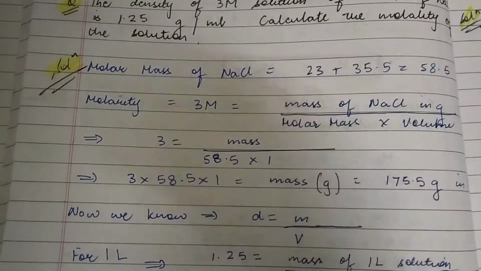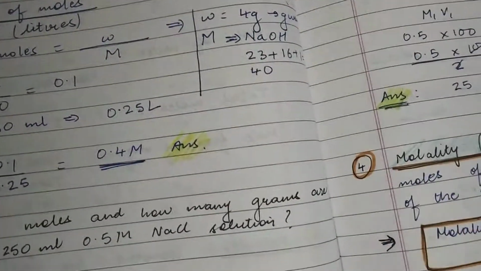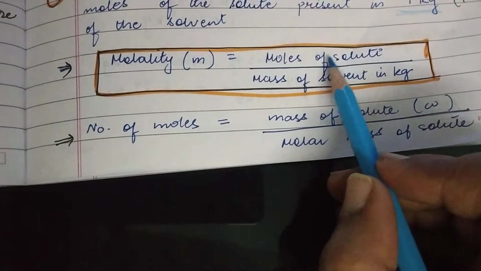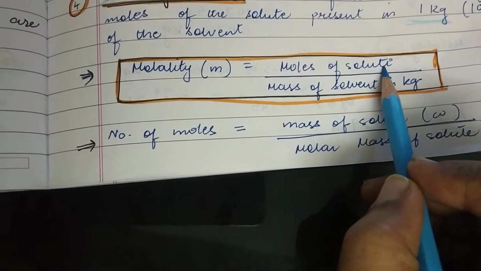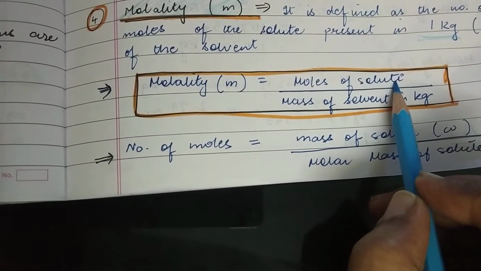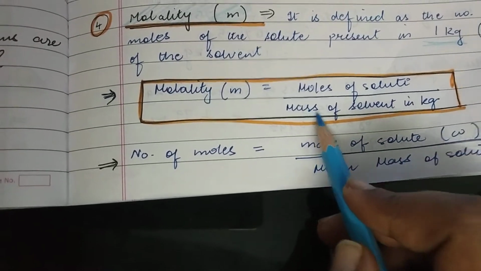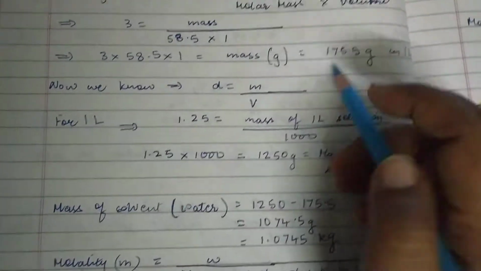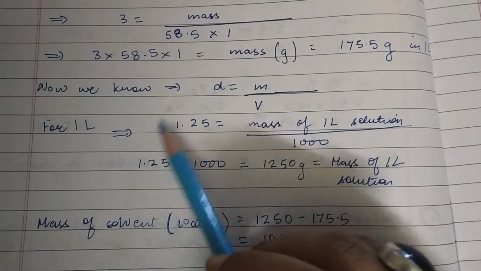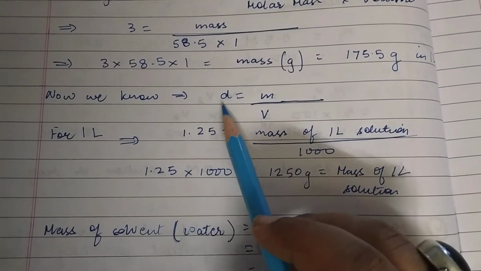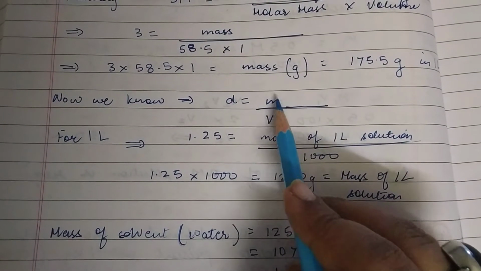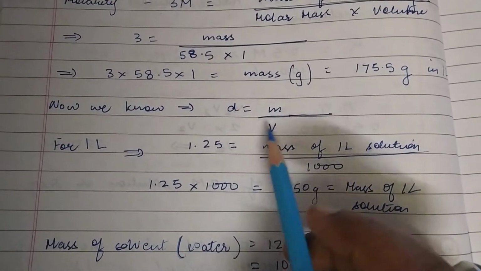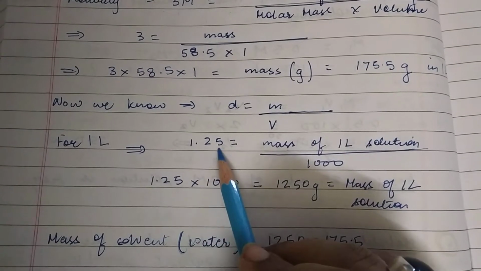So to calculate the molality, if you see the formula, what we need to know is the number of moles of the solute that we can find out because we found out the weight of sodium chloride, and divided by the mass of the solvent in kgs. So now we need to know the mass of the solvent in kgs. Given in the question is the density, and we know that density is equal to mass upon volume. Alright, density was given as 1.25.